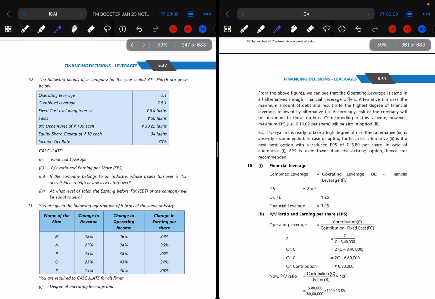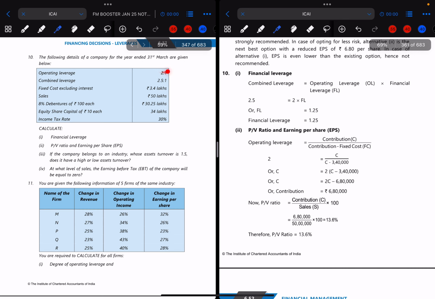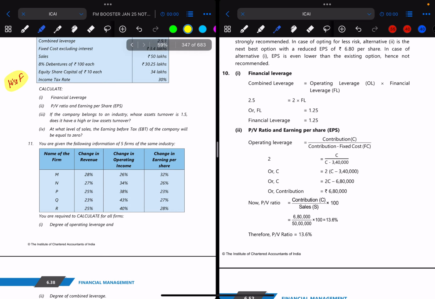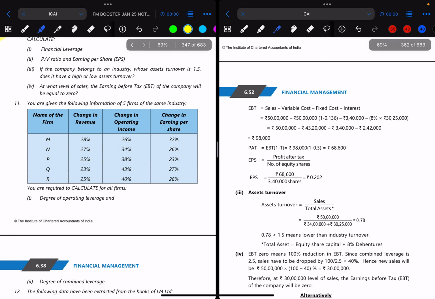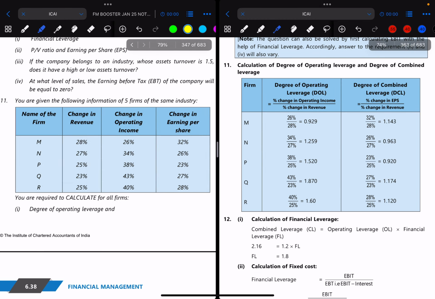10th one. This is also the same thing, they have given ratios and played. There is nothing to teach here, you just have to apply it in the exam, that's all. Go for asset turnover and all this, simple. And this one.